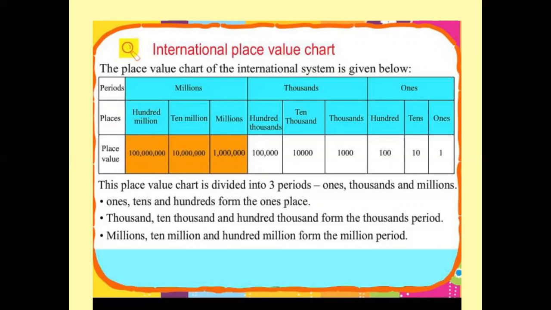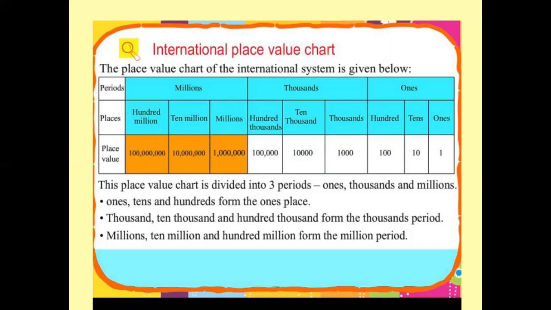Let us see the international place value chart. Now this place value system is used in other countries. What we learned previously is used in our India. So it was the Indian place value system. This is used in other countries, that is the international place value chart.